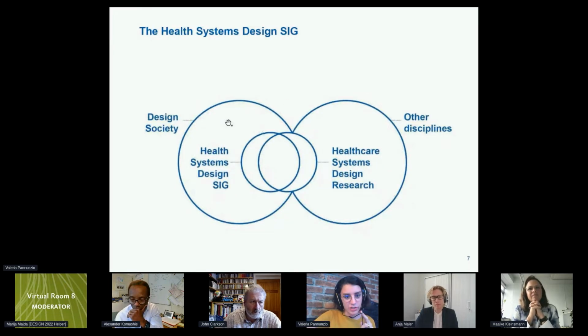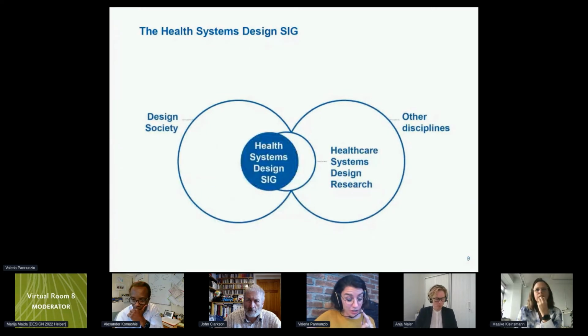It's one of the special interest groups of the Design Society, while the Healthcare System Design Research Group is also supposed to be an interface, as you said, with other disciplines, so clinical disciplines, operational research, and much beyond the realms of design. So today we are here indeed as the special interest group, but this is the overall context that the special interest group is part of.